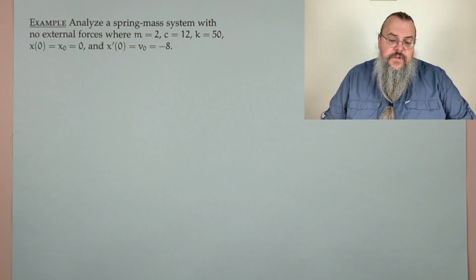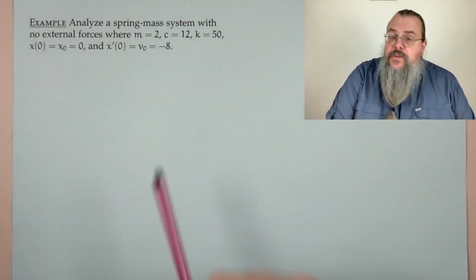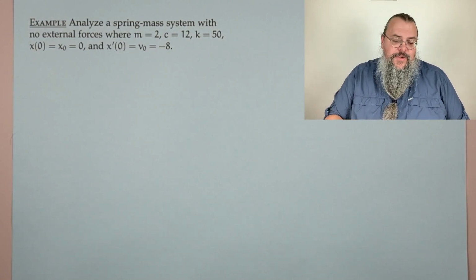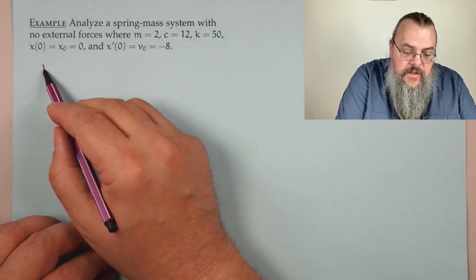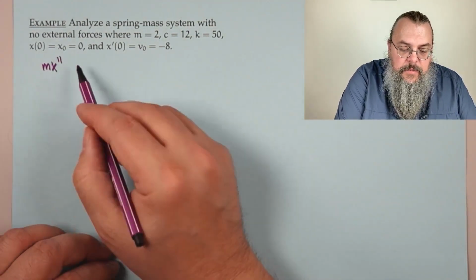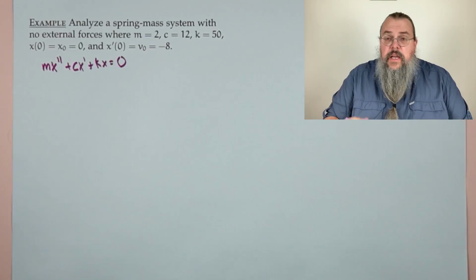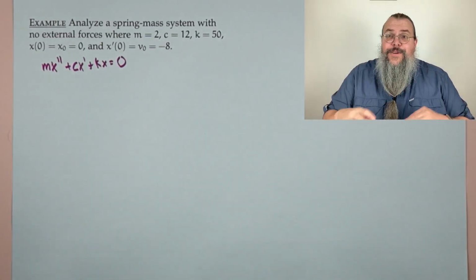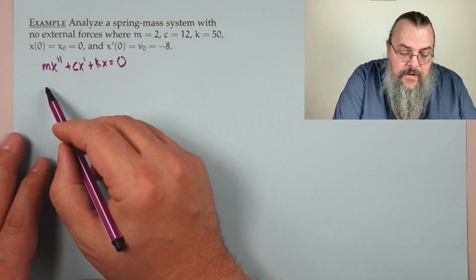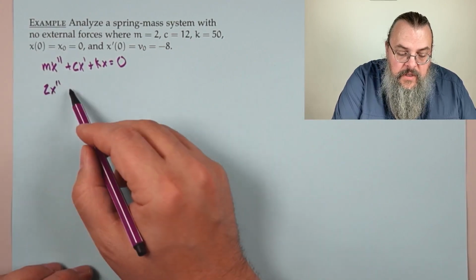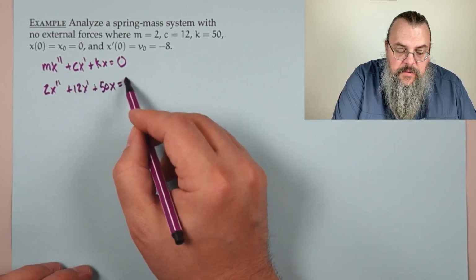So you want to make sure you know where all these coefficients show up. We also, by the way, have some initial conditions, and we'll talk about what's going on with those initial conditions as we get into it. So first off, we set up our generic differential equation for a spring: mx double prime plus cx prime plus kx equals 0. And it's just a matter of saying, okay, what are the values? Well, we know the numbers. We were told. So we have 2x double prime plus 12x prime plus 50x equals 0.